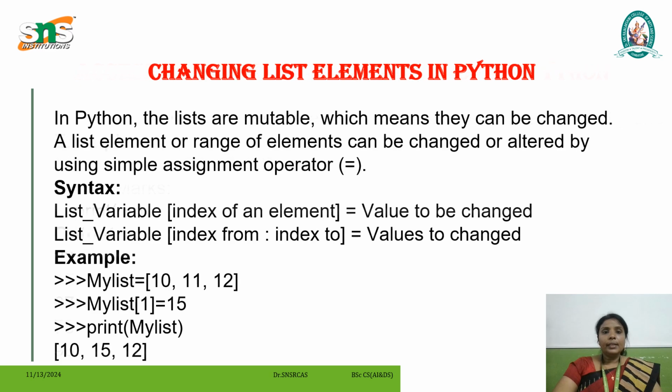Then changing list elements in Python. How to change elements? If you want to change an element to another element, we use the list name with the index. For example, lists are mutable, which means they can be changed. List elements or a range of elements can be changed or altered by using a simple assignment operator. So we use the assignment operator to change the element in the list.